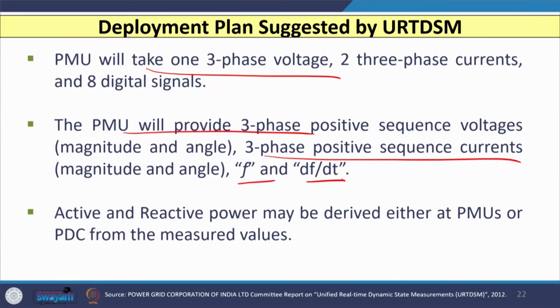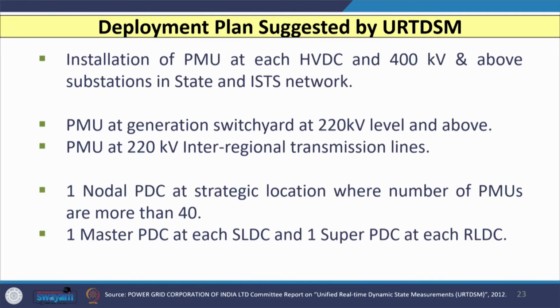Along with that, if required, they can also give the frequency and rate of change of frequency. Active and reactive power may be delivered either at PMU or PDC from the measured value. So, this is also one of the requirements. Installation of PMU at each HVDC and 400 kV and above substations in state and interstate transmission system network is also suggested by this URTDSM.